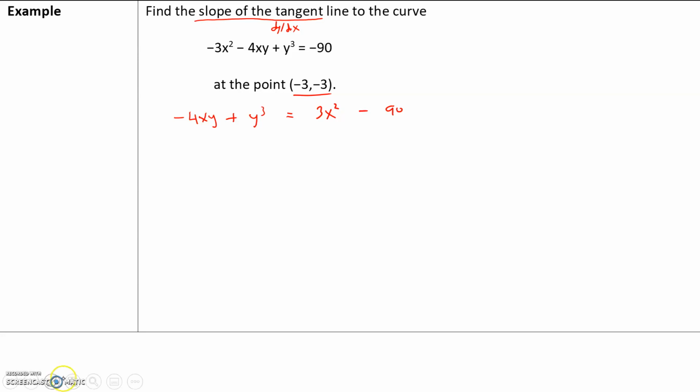Then I'm going to take the derivative with respect to x of each term. So I have d/dx of negative 4xy. Then I have d/dx of y cubed. I have d/dx of 3x squared. And then I have d/dx of 90.